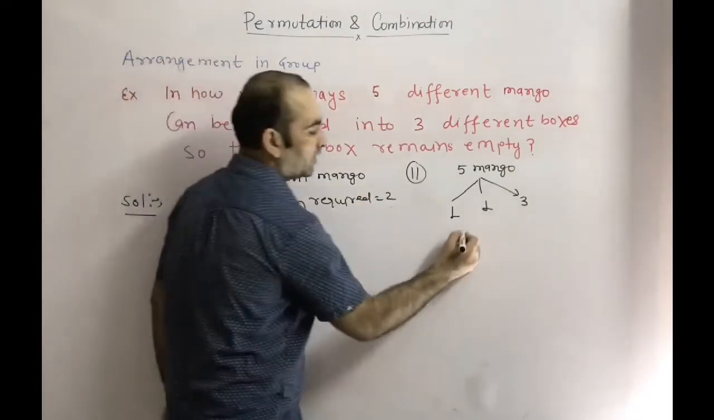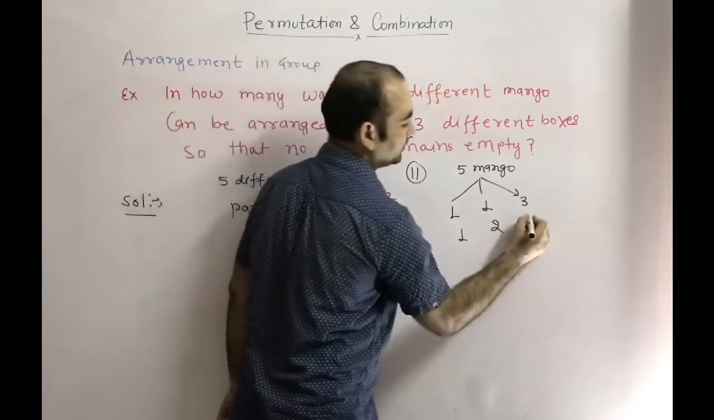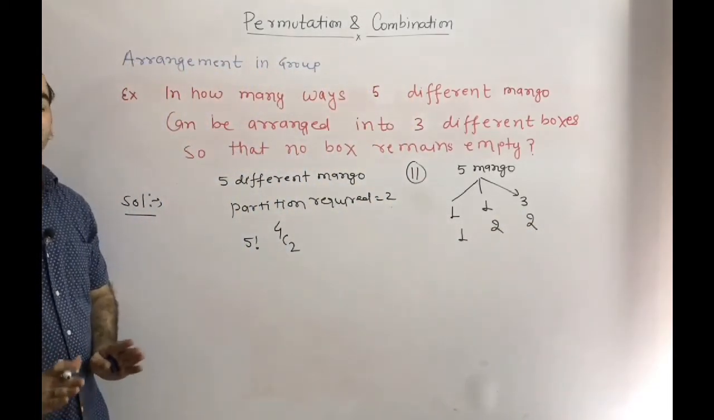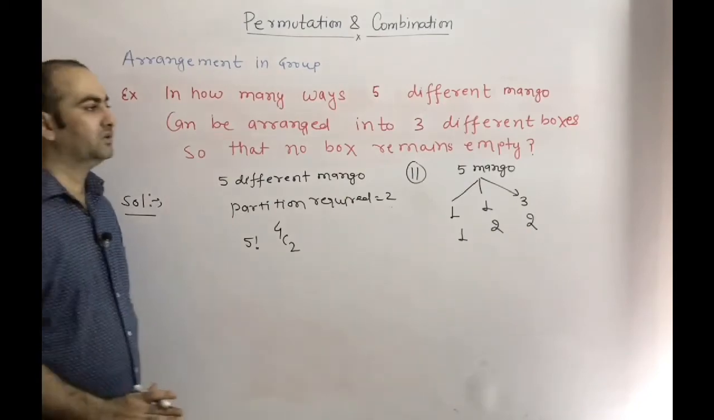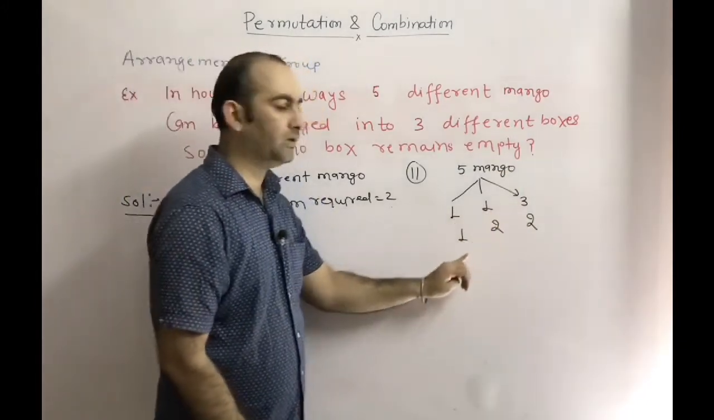The second possibility is: in the first part, 1 mango; in the second part, 2 mangoes; in the third part, 2 mangoes. So only 2 possibilities are there. So first we have to do grouping. The 5 mangoes we can divide in 2 ways: 1, 1, 3 and 1, 2, 2.